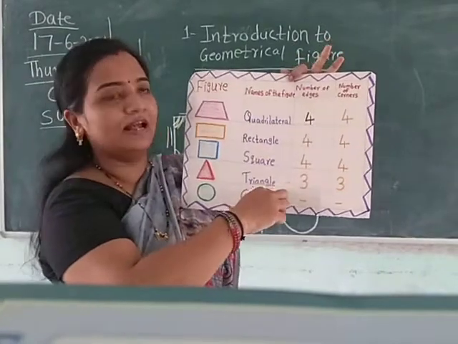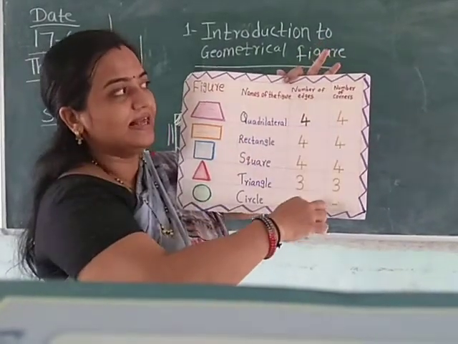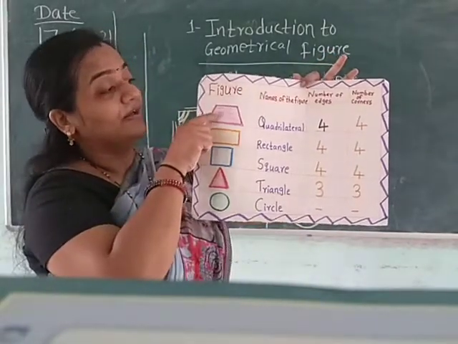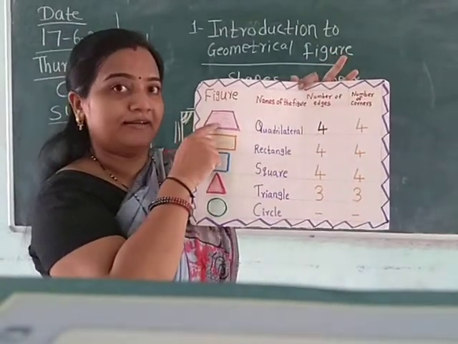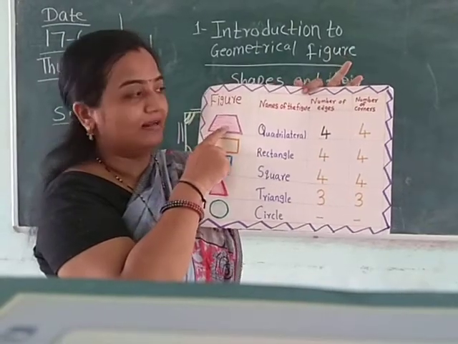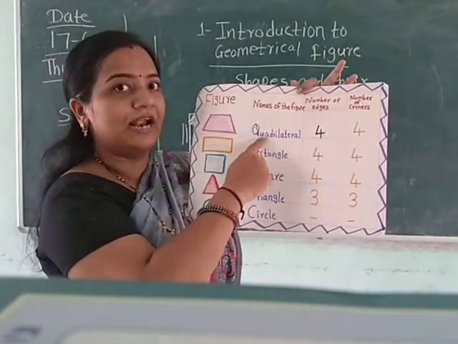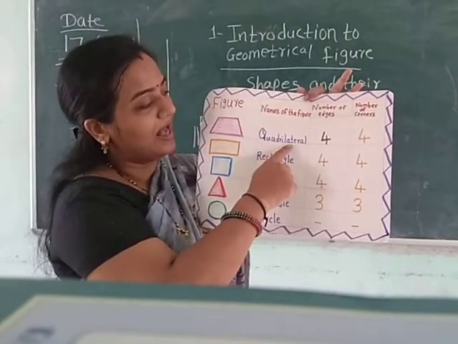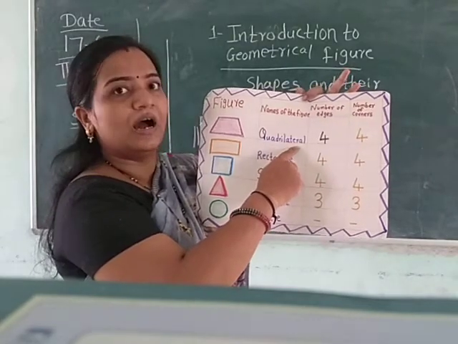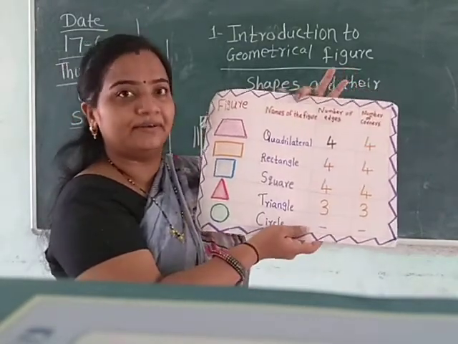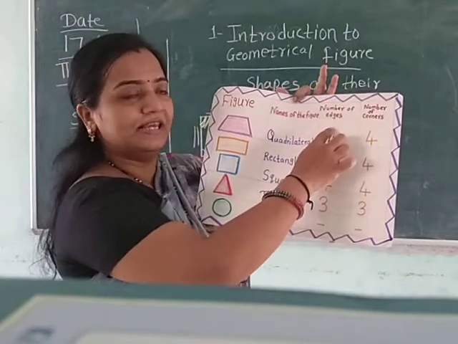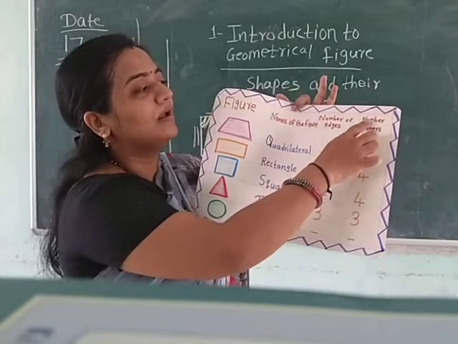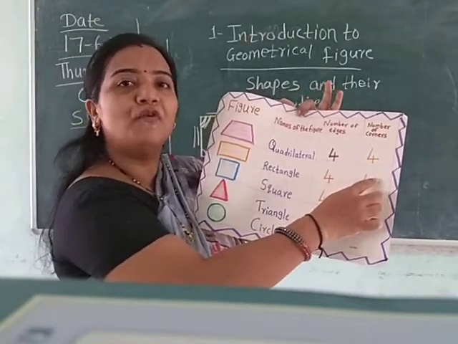Name of the figure, number of edges and number of corners. Okay? Which figure is this? Quadrilateral. Spelling of quadrilateral: Quadrilateral. Number of edges 4. Number of corners 4.